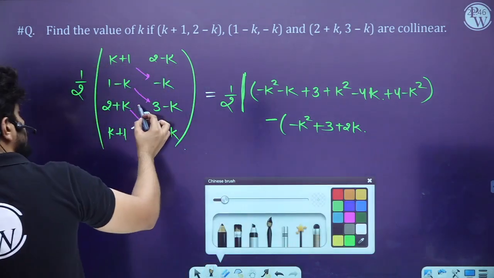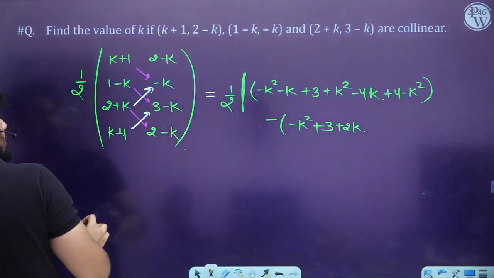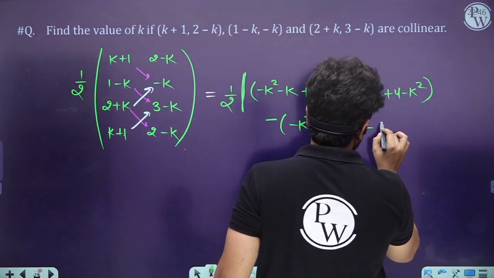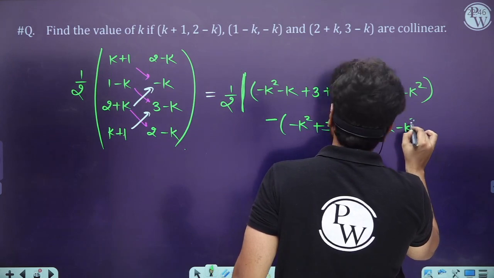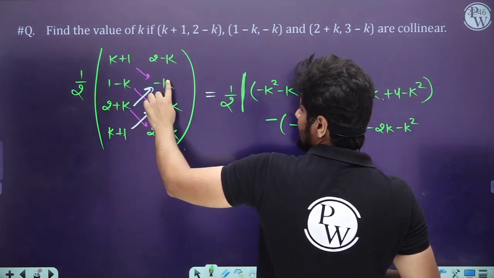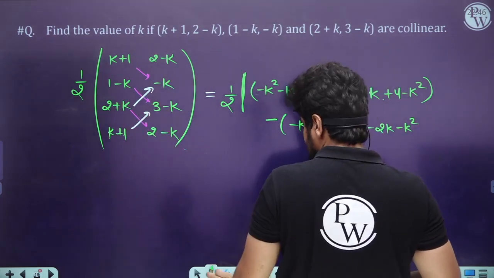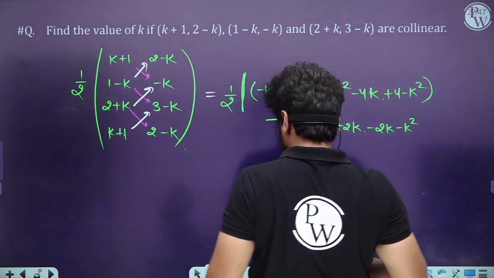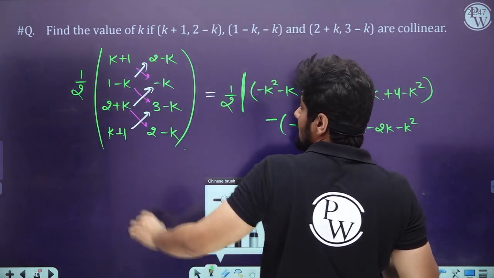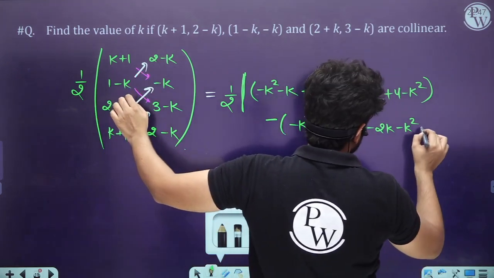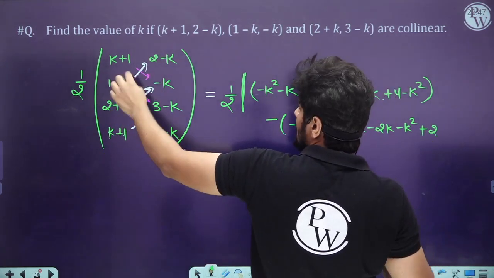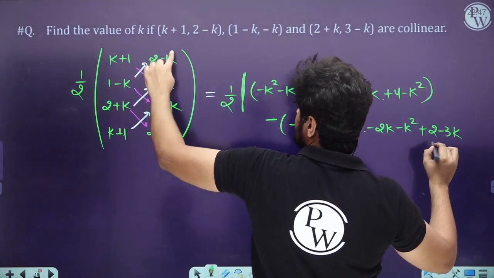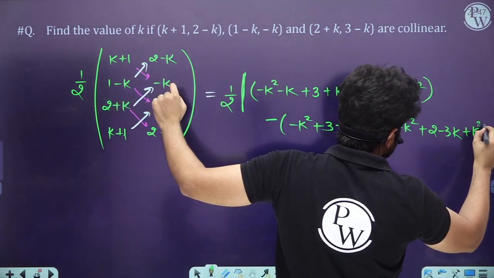Okay, so 2 plus k multiplied by minus k will be minus 2k minus k square. 2 into minus k is minus 2k, k into minus k is minus k square, right? Then multiply this with this, 1 minus k into 2 minus k. This will be what? So 1 into 2, their product will be plus 2. And minus 2k minus k, their product will be minus 3k. Minus k into minus k, their product will be plus k square.